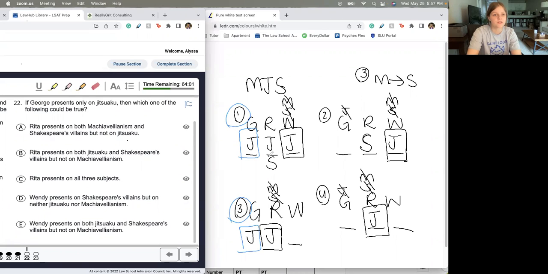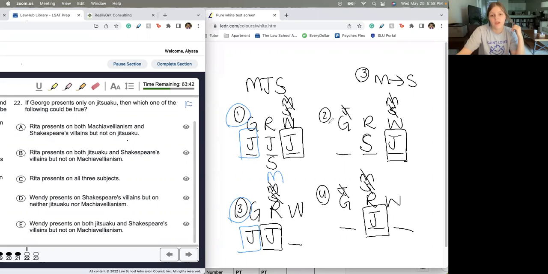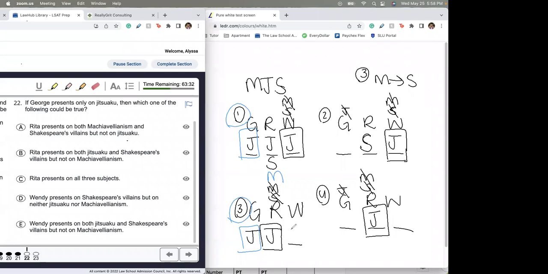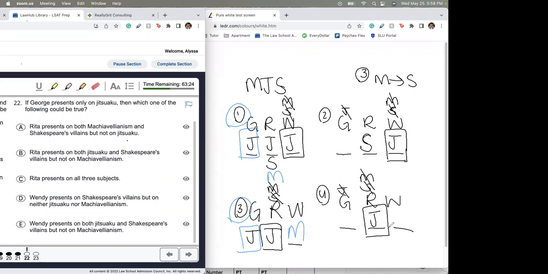Okay, we can make some inferences before we even dive into the answer choices. In world number 1, if we know that G is locked down, done, W is locked down, done, where can my M go? R. Has to go in R. Yep. What about world number 3? G is locked down and R is locked down. What has to go into W? What else? What are we missing? S as well.